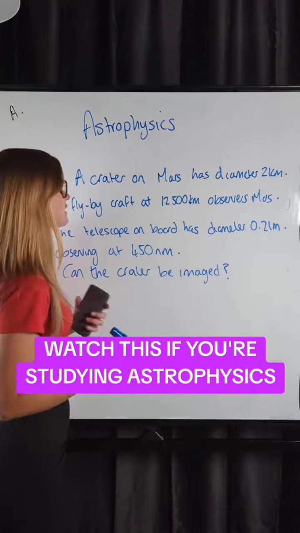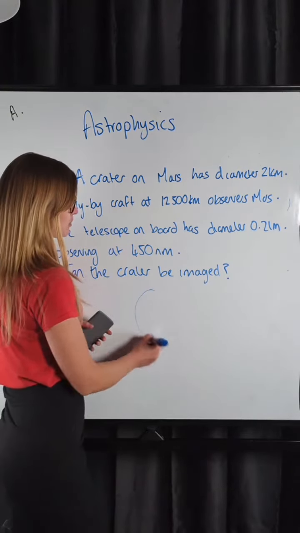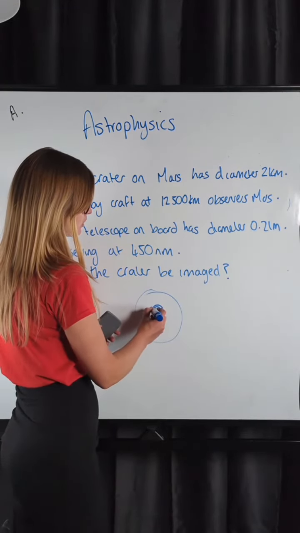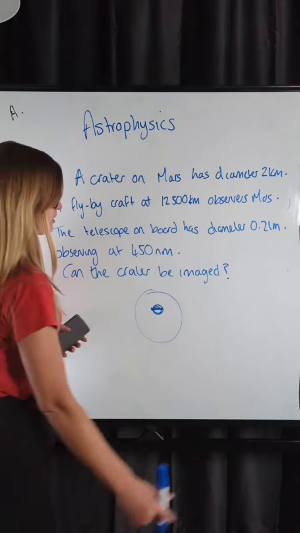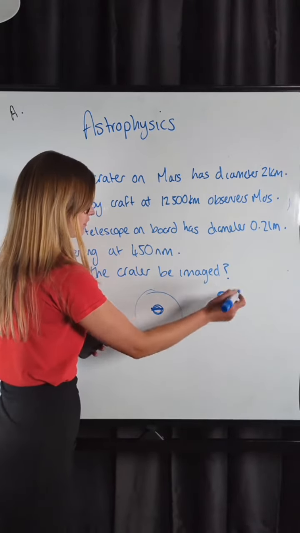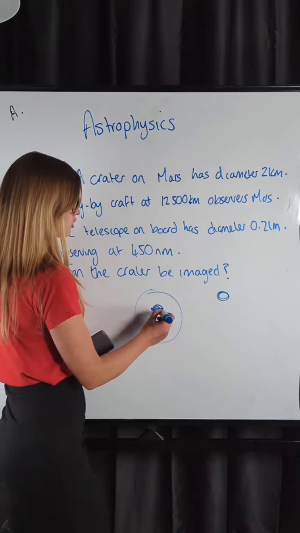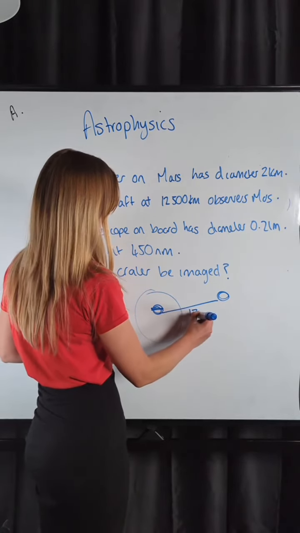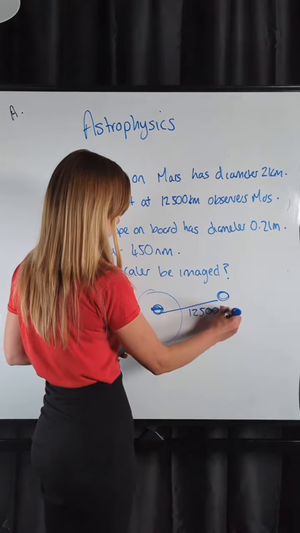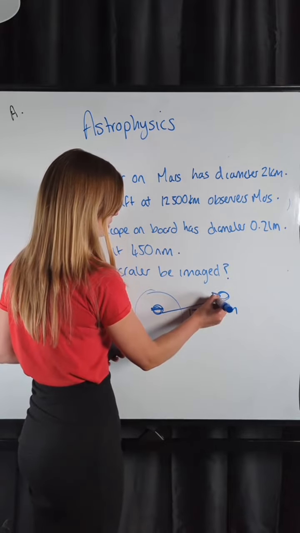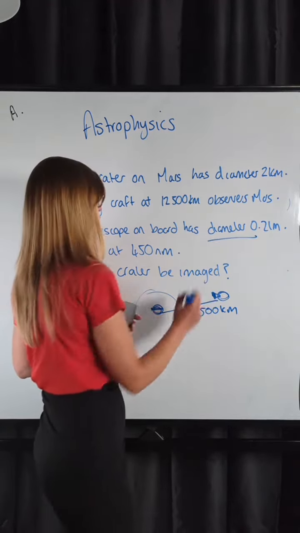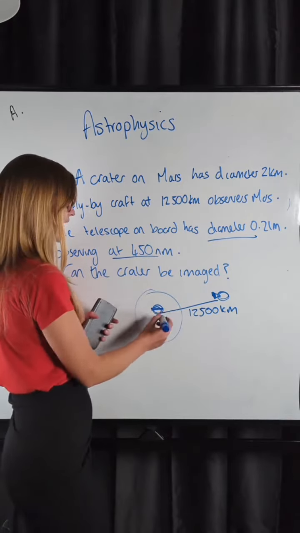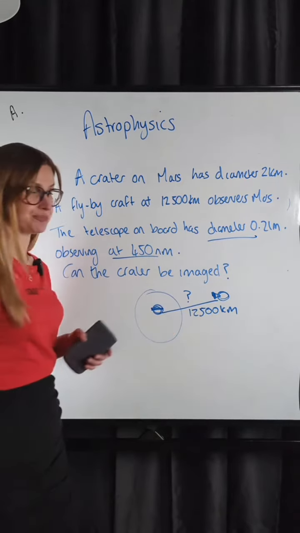So it says here that I've got a crater on Mars. Imagine you've got planet Mars, you've got some crater on it, and we know the diameter of that crater. We've got some spacecraft in a flyby. You know it's going to fly by Mars, but it says that it's going to be a distance away when it flies past of 12,500 kilometers. We've got a telescope on that spacecraft, and we're told what the diameter of the telescope is. We're told what wavelength it observes in. I want to know, can we see this crater?